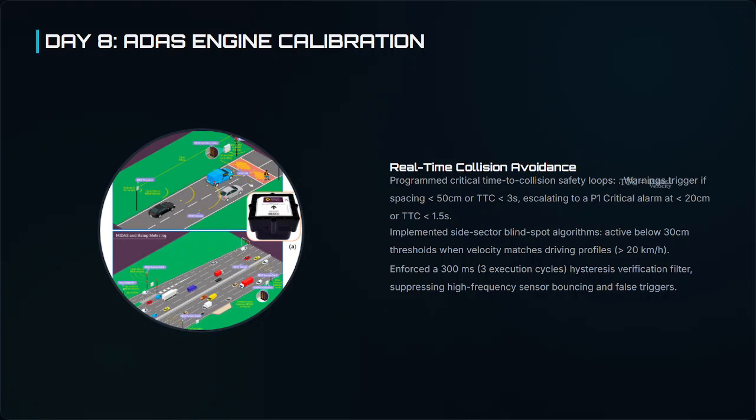To prevent rapid and annoying alarm toggling near the threshold limits, we implemented a 300 millisecond temporal hysteresis filter. We trigger a warning alarm if an obstacle is within 50 centimeters or the TTC is under 3 seconds, escalating to a critical emergency alarm at less than 20 centimeters or TTC under 1.5 seconds. For blind spot monitoring on the side sensors, we apply a speed gate so the alarm is only active above 20 km per hour.